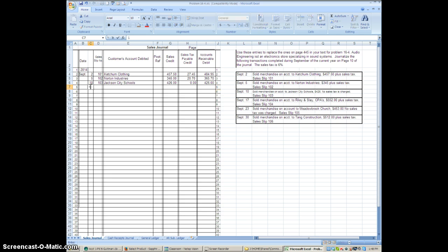Okay, so moving right along, the 17th says sold merchandise on account to Riley and Slay, CPAs. $552 plus sales tax, sales slip 104. So we'll put the sale amount in. Now what you have to do is go back up here and copy the formula. You can't use the zeros because there is no formula put in there. And paste. And then this one, we can just copy down.